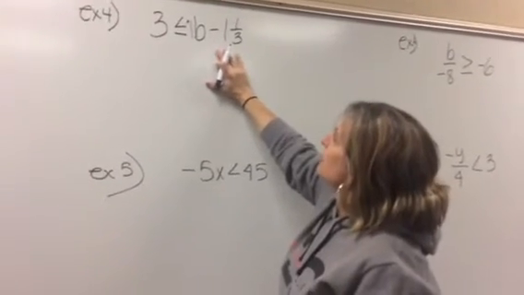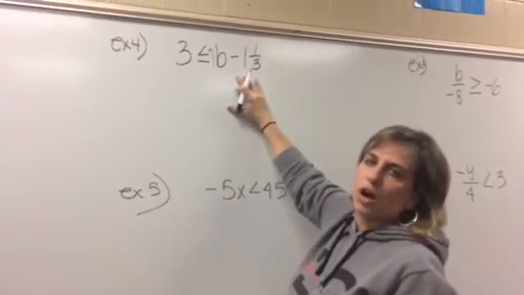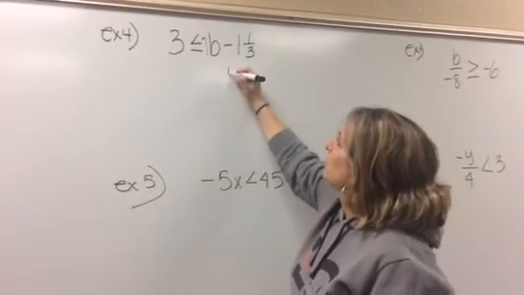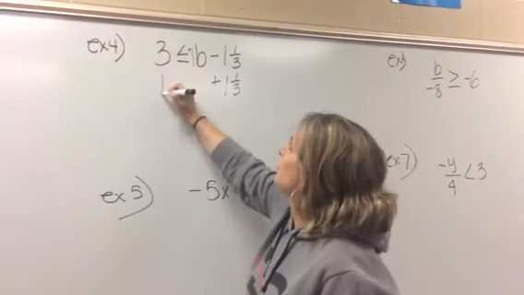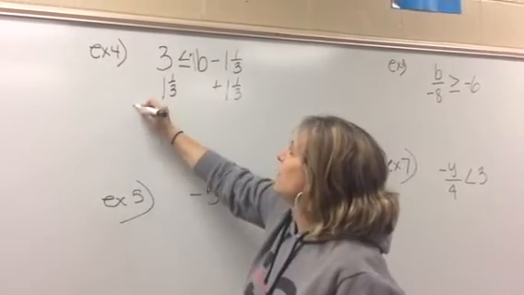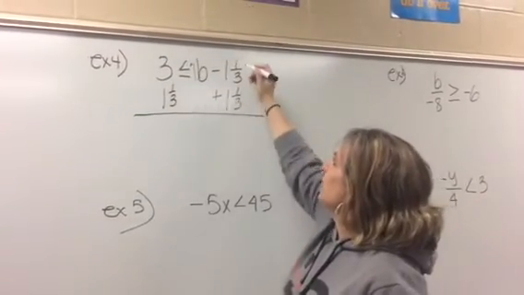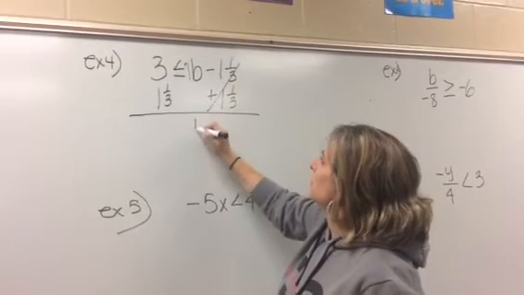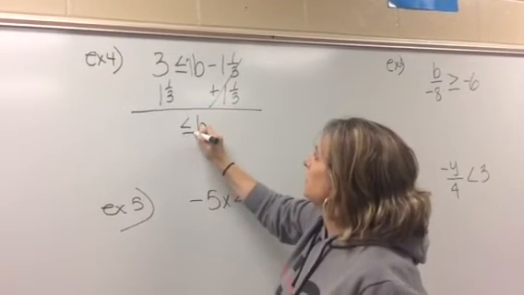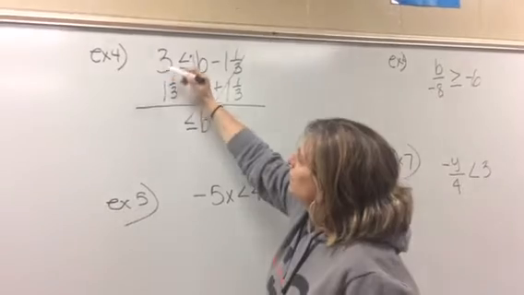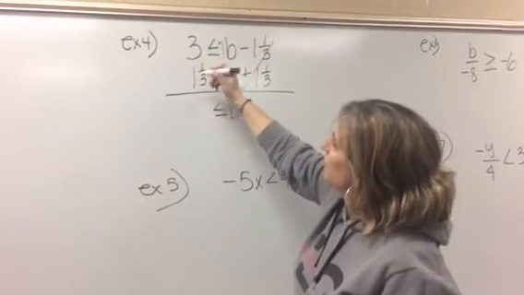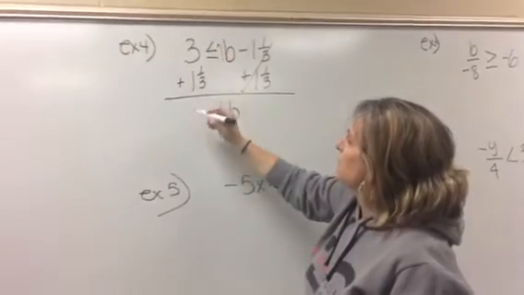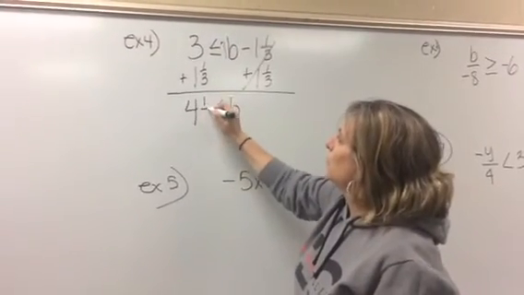It's being subtracted by 1 and 1/3. What's the opposite of subtraction? We want to do addition of the same number, but whatever happens to one side happens to the other. When you do that, thankfully these will cancel, and my sign comes down. I have 3. These are both positive, so two of the same signs. When you have the same sign, you add. So this is just 3 plus 1 is 4 and 1/3.